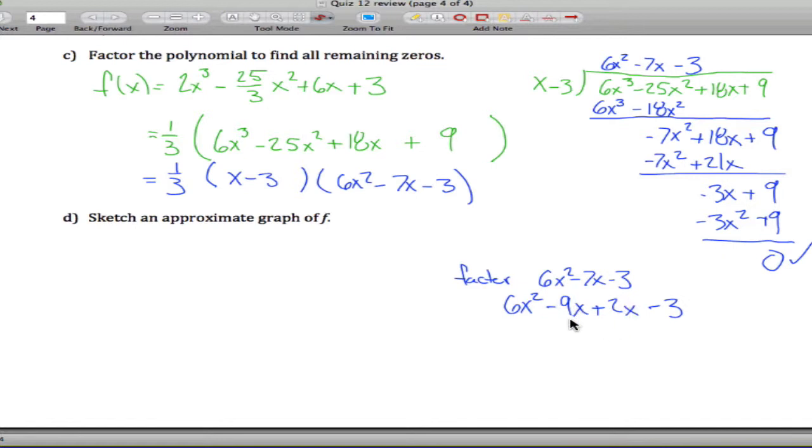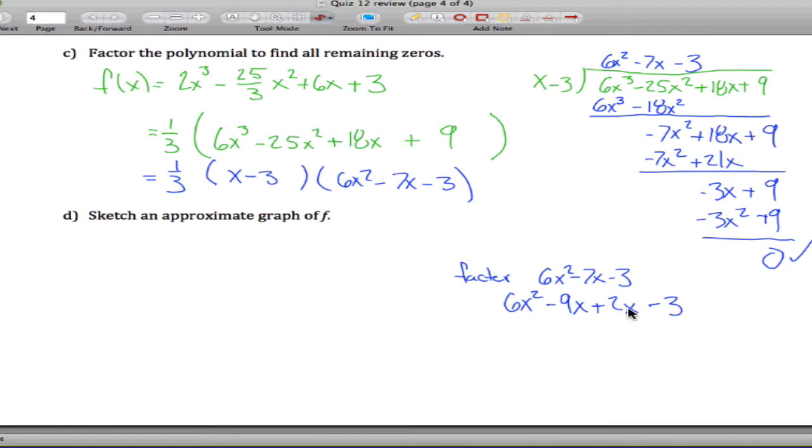And again, the negative 9 and the 2 came from finding two numbers that multiply to negative 18 and add to negative 7. We're not done here. We're not factored. We've just turned it into something that has 4 terms, which we can now factor by grouping. Greatest common factor from these first two is 3x. Pull out a 3x, you're left with 2x minus 3.